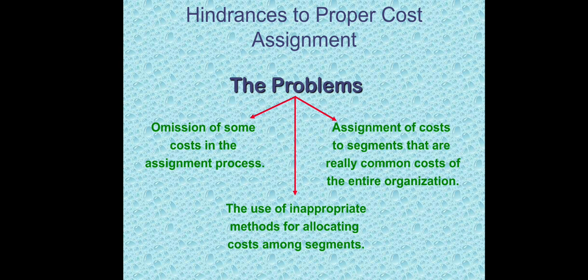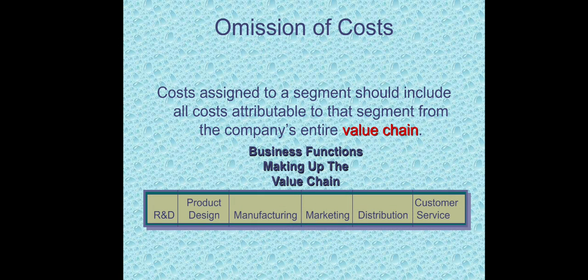The first one is omission of some costs in the assignment process. The second one is the use of inappropriate methods for allocating costs among segments. Number 3 is assignment of costs to segments that are really common costs of the entire organization. So let's see. Omission of costs. You have to just remember this.